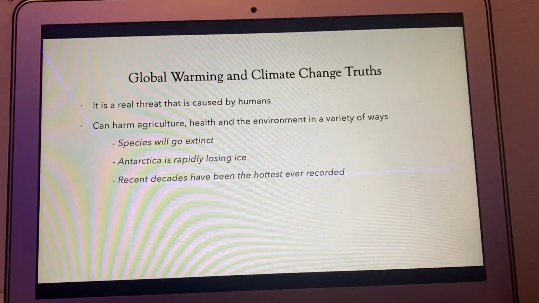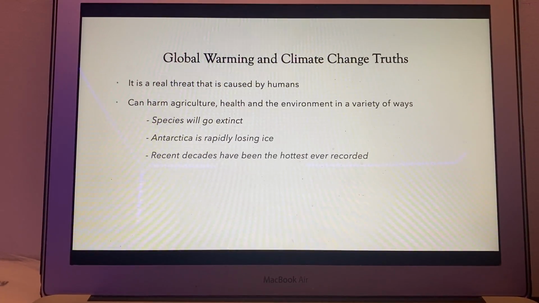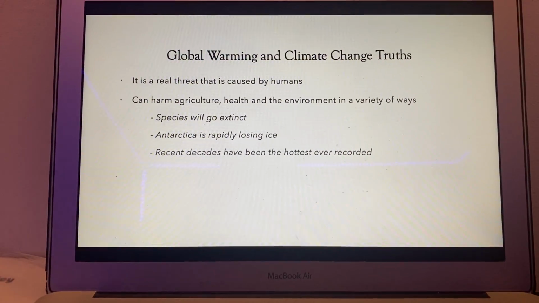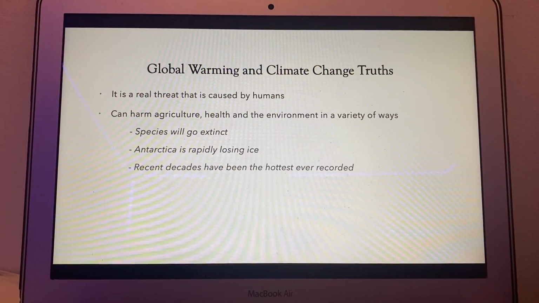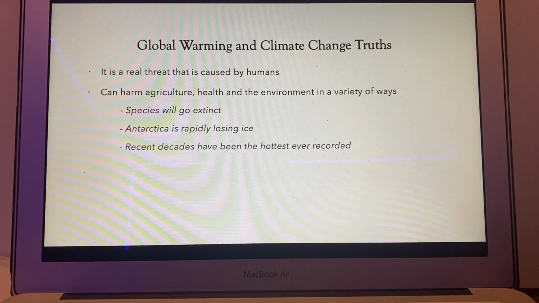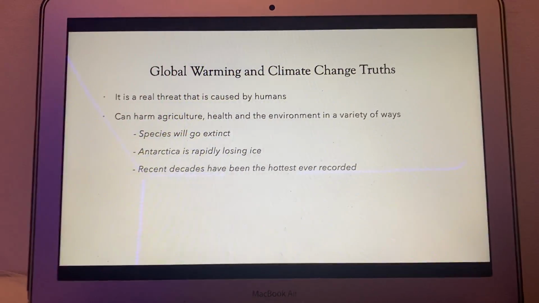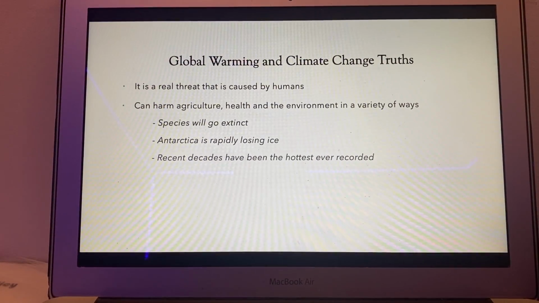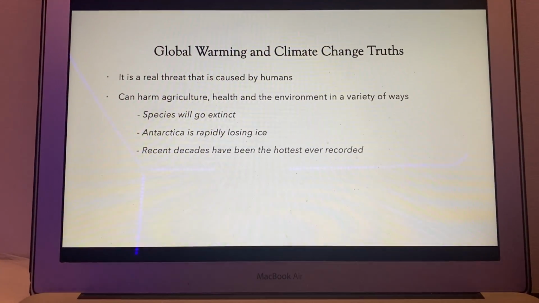Finally, global warming and climate change truths. There's obviously a lot of bias and debate over whether global warming is actually backed up by scientific evidence and should be a concern within our generation. And the simple answer is yes, it is. It is real, and it is something that humans need to be concerned with, especially our generation, because it will help to sustain life on Earth, and not just humans, but other animals will also be affected by our actions.